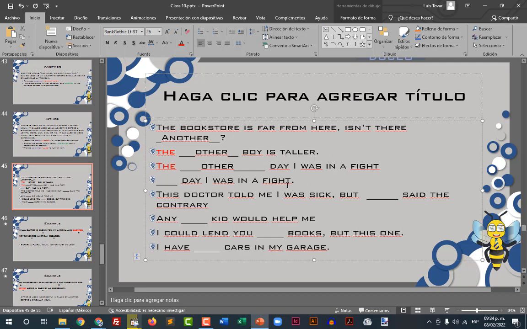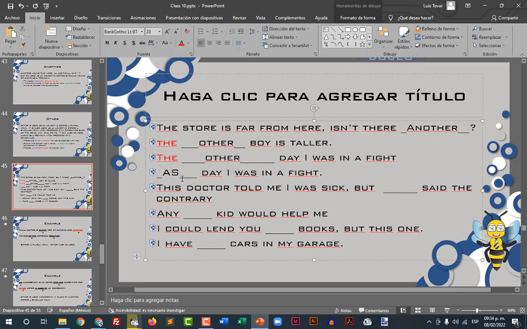What about this one? It's exactly the same example, but we are not using the determiner the. What would you use? Another day? That's right. Another, just because we're talking in singular and we don't have a determiner before another. Next one: this doctor told me I was sick, but another said the contrary. You have to use another. We're talking about another doctor, and there is no determiner here, so another is correct.